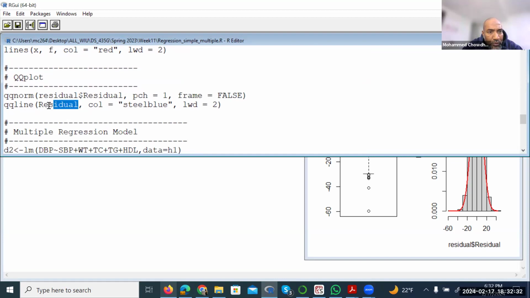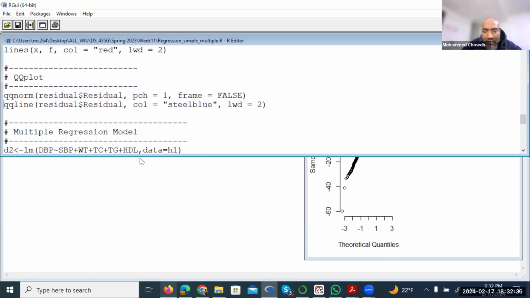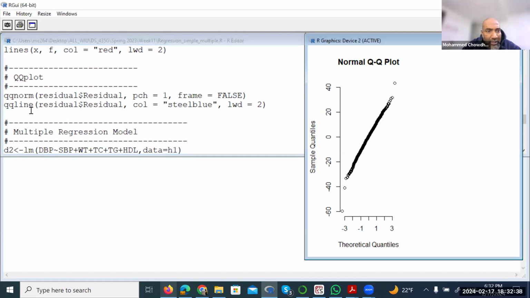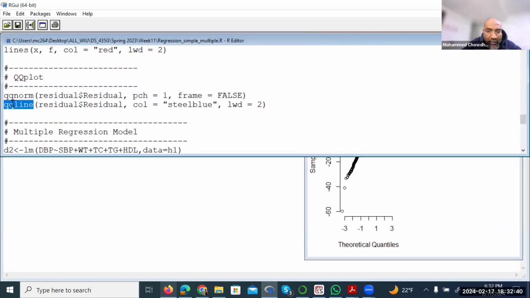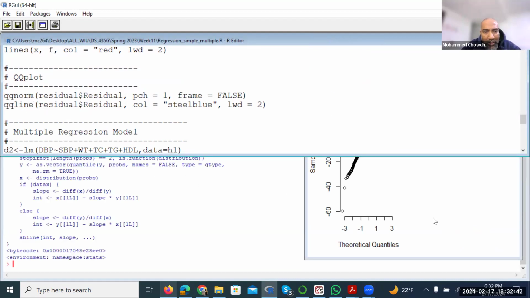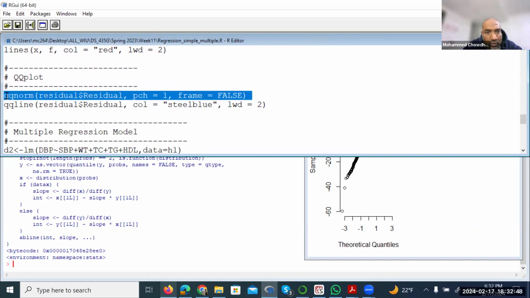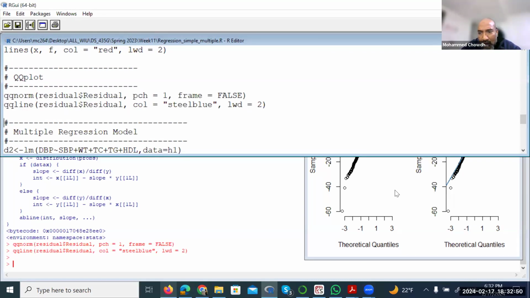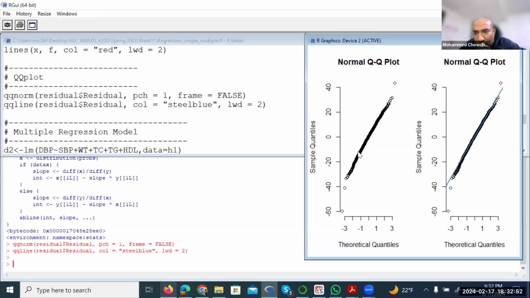I want to put it in there. Now, if I do these things, you see, it looks like this. But if I run that one as well, QQ line, residual, let me do these things together. So that is not a good picture. That is a good picture. So take a look at that.